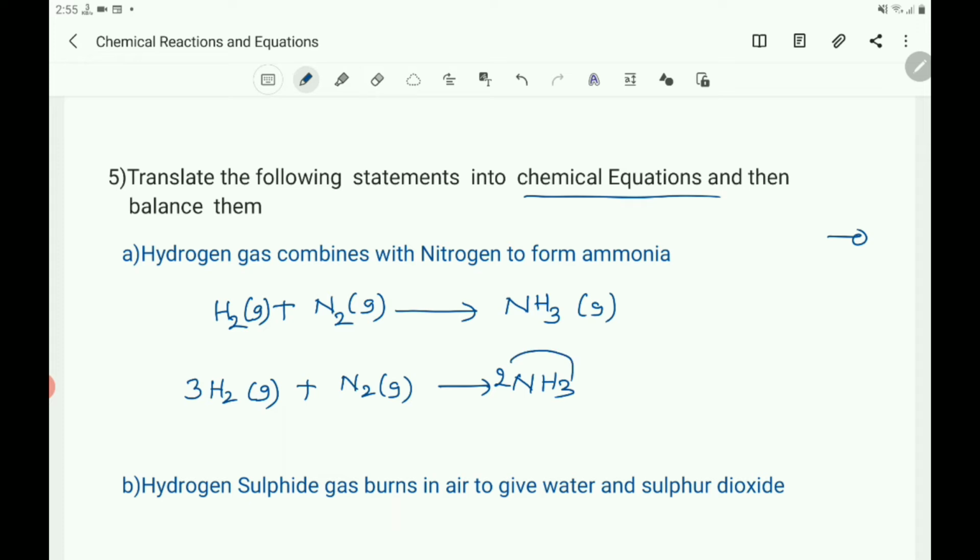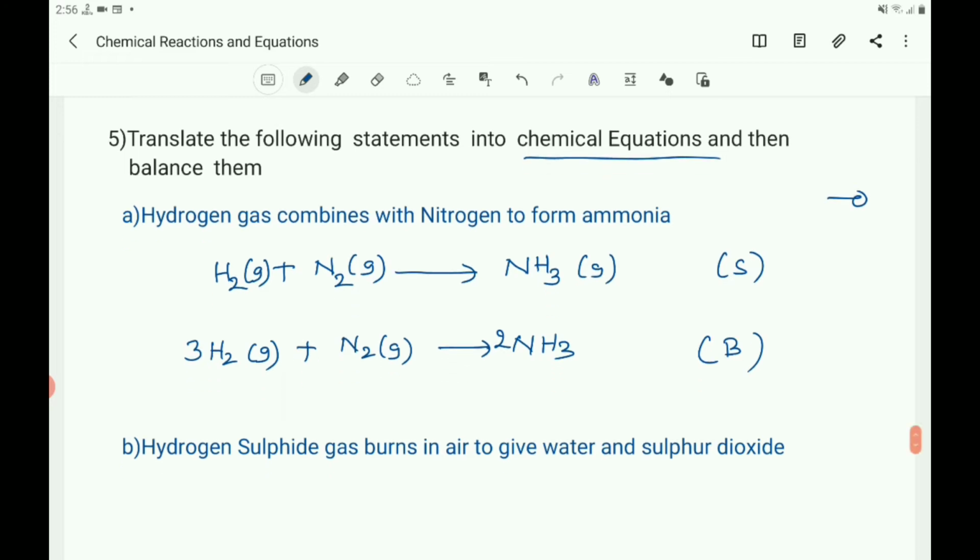So you got 3H2 and 2NH3. Now you check the number of atoms of nitrogen on both sides. Here 2 atoms of nitrogen are there, and in 2NH3 also it is 2N. On the product side also you got 2 atoms of nitrogen. So it is a balanced equation. In this way the reaction is translated into equation form. Hydrogen gas combines with nitrogen to form ammonia.